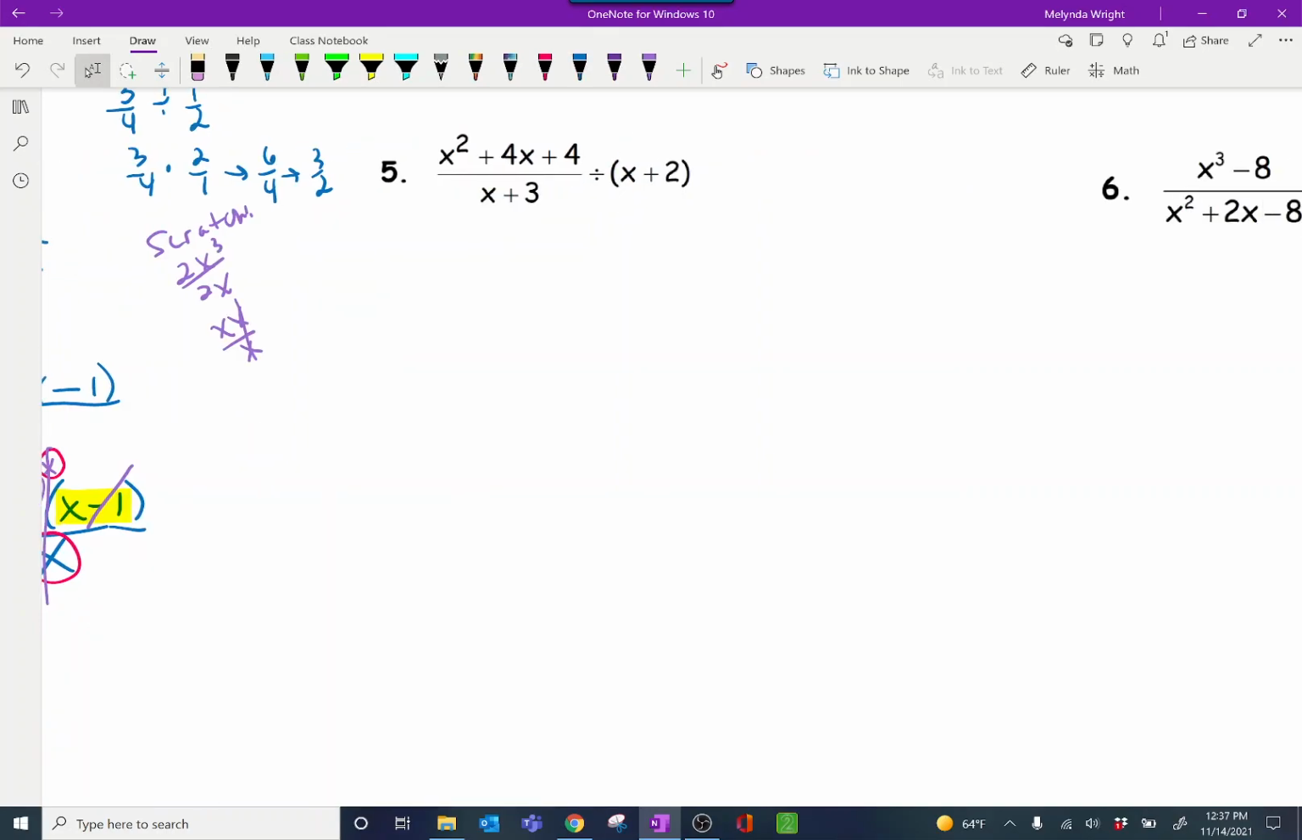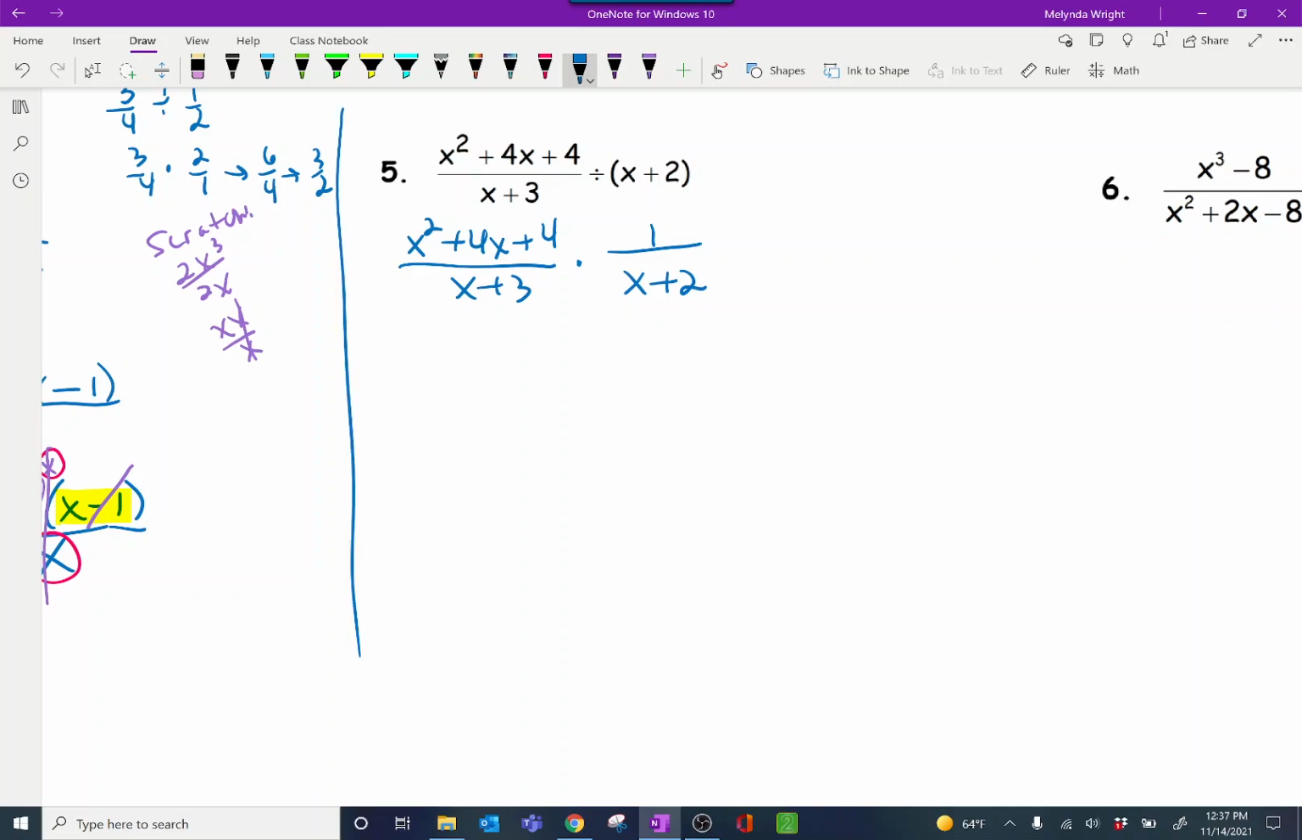First thing that we want to do is to change it to a multiplication problem. So let's rewrite it. So x squared plus 4x plus 4 over x plus 3 times, and we're going to do the reciprocal of that second piece. So it's going to be 1 over x plus 2. Okay, now we have adding and subtracting in here, so we're going to have to do our factoring. All right, this top numerator right here, I've got 3 terms, so we're going to factor like FOIL. Can't really factor that denominator. There's nothing going on there. And there's nothing going on with that denominator. So far, we really don't have much luck in trying to cancel out anything. But let's try to factor that numerator.